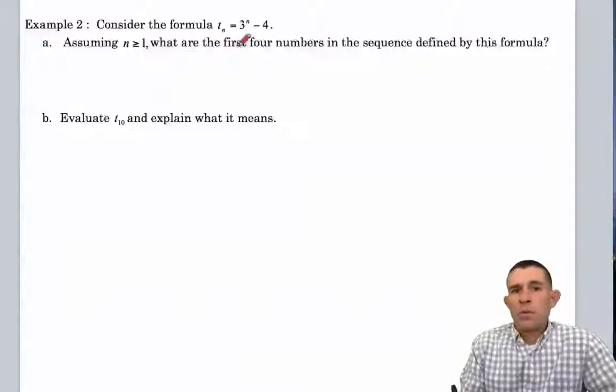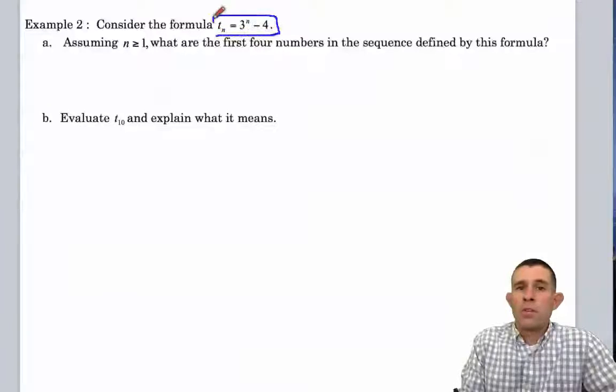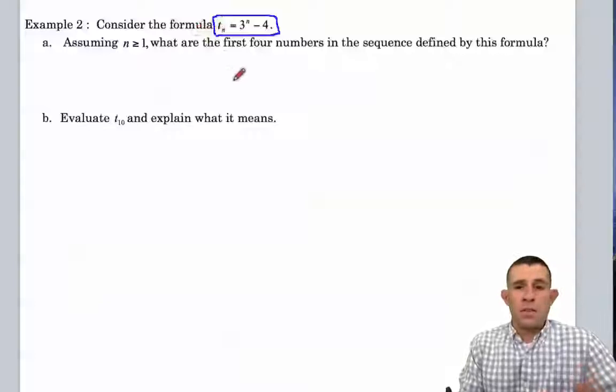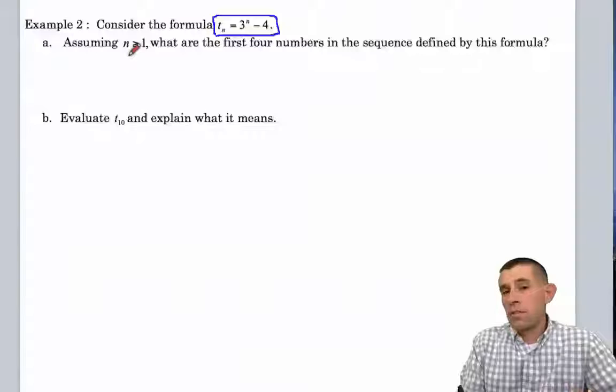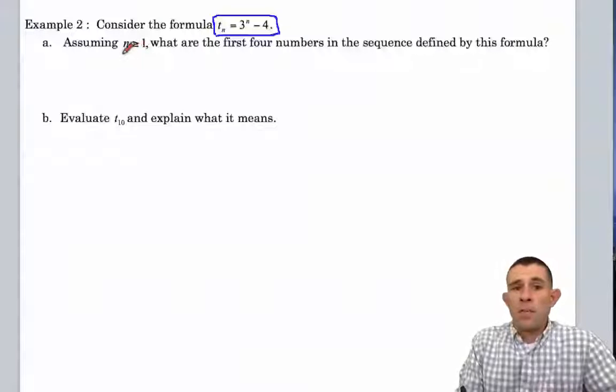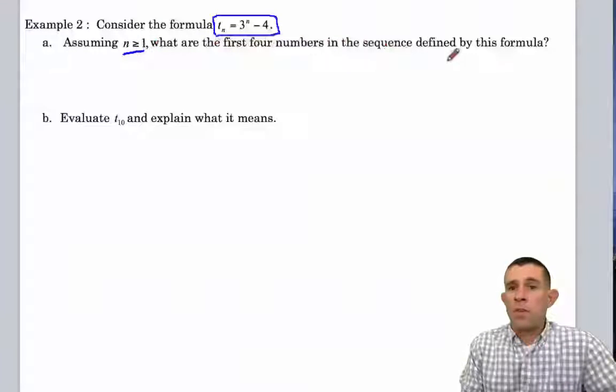In example 2, we are asked to consider the formula t sub n is equal to 3 to the n minus 4. So you see here, this is an explicit formula that's going to produce a sequence of numbers. N, remember, is just our position number, or also known as our index number. Assuming that n is greater than or equal to 1, what are the first 4 numbers?